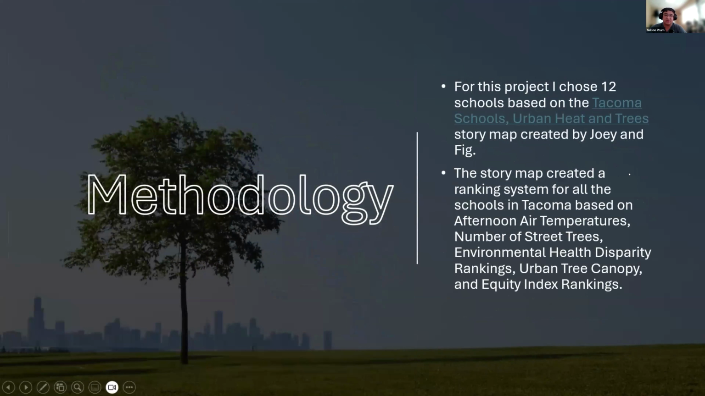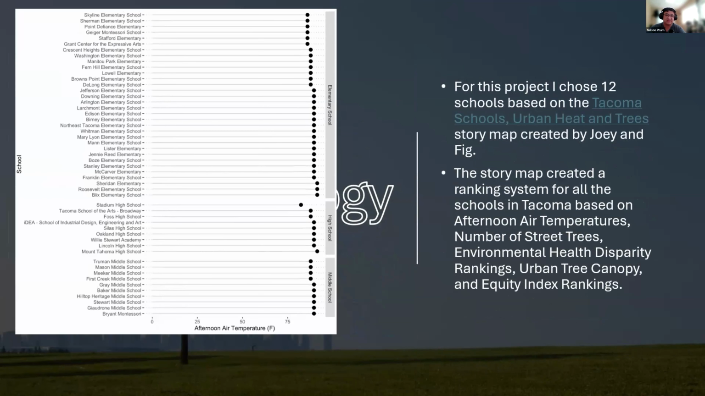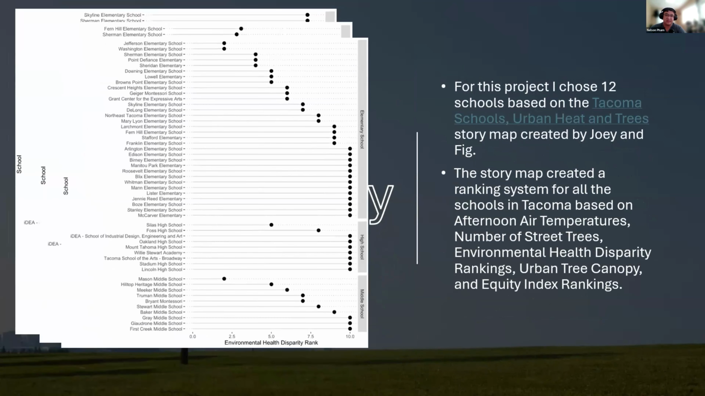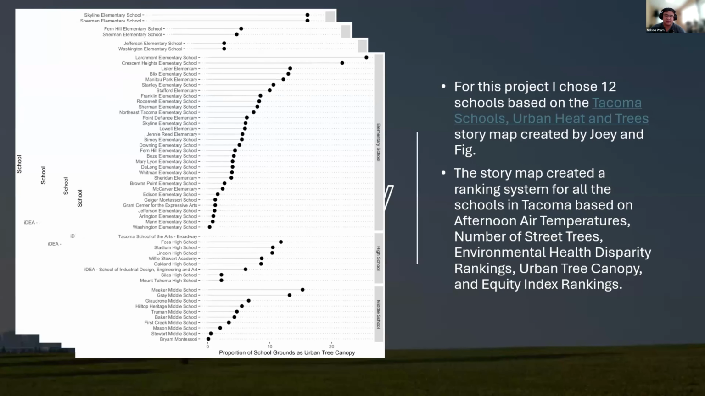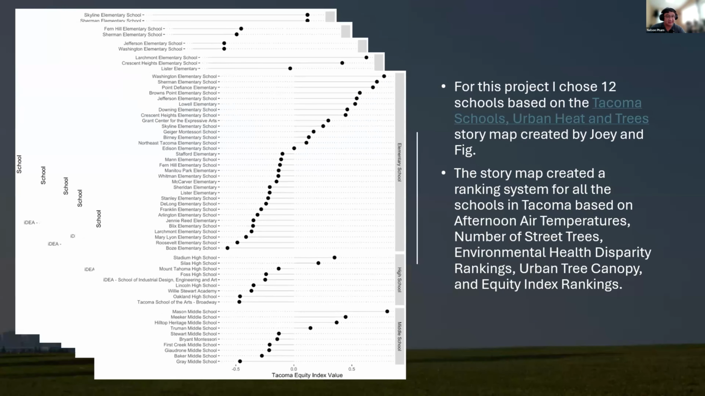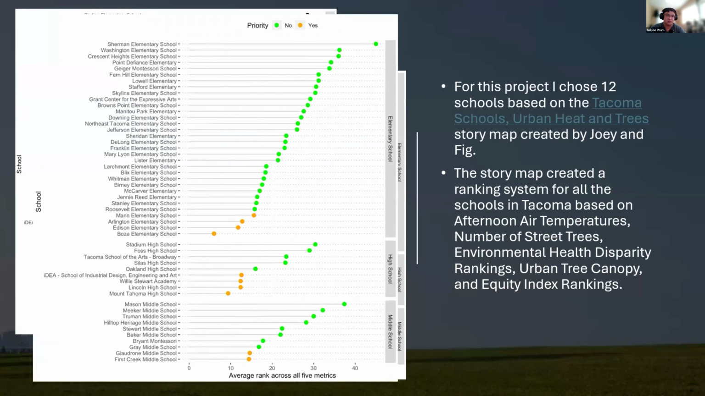For this project, I chose 12 schools based on the Tacoma Schools Urban Heat and Trees story map created by Joey and Fig. The story map created a ranking system for all schools in Tacoma based on afternoon air temperatures, number of street trees, environmental health disparity rankings, and urban tree canopy and equity index rankings. Taking all 5 of these rankings and metrics, combining and averaging them, you get a final score for each school, and then you can rank them.